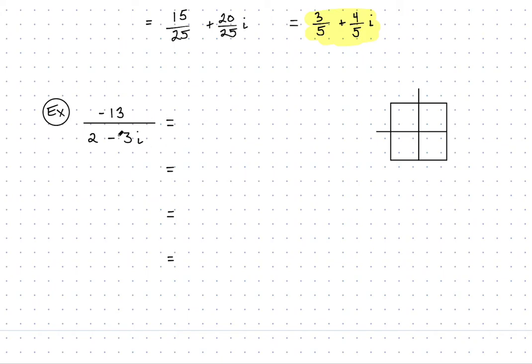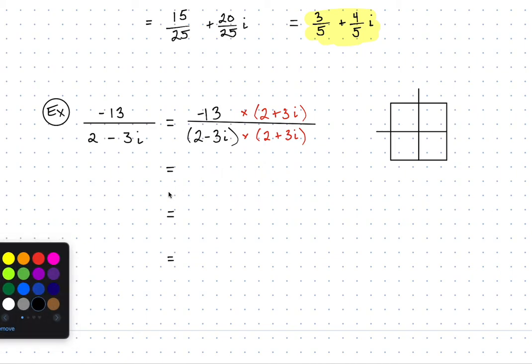So negative 13 divided by 2 minus 3i. We're going to start with, of course, our numerator and our denominator. Notice that I do put this in parentheses because I know I'm going to be multiplying by a conjugate, just to keep it nice and clean. And then I'm going to multiply the top by the conjugate, which will be 2 plus 3i. And I'll multiply the bottom by a conjugate, which will also be 2 plus 3i.